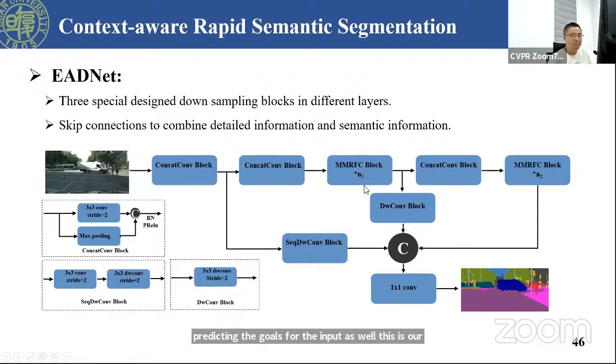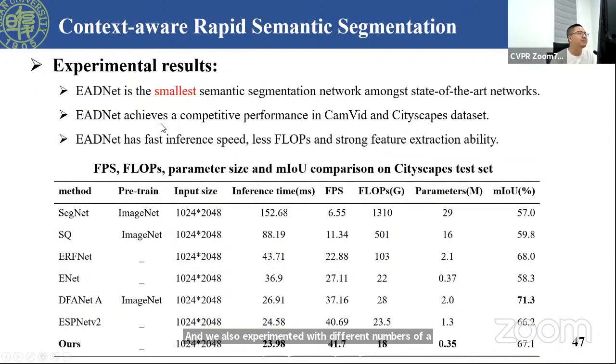And we also experimented with different numbers of N1 and N2 to find the optimal number. So EEGNet is found to be the smallest semantic segmentation network amongst state-of-the-art lightweight networks. And EEGNet also achieves a competitive performance on the CamVid and Cityscapes datasets. EEGNet also has a faster inference speed, fewer FLOPs, and a strong feature extraction ability.